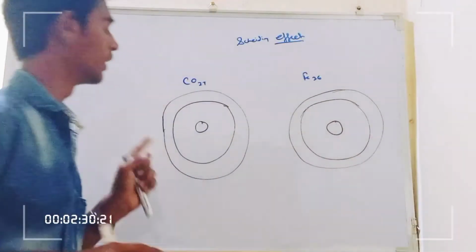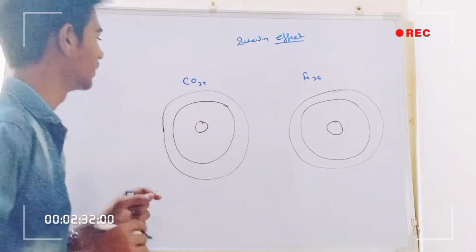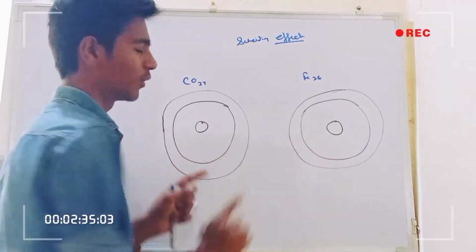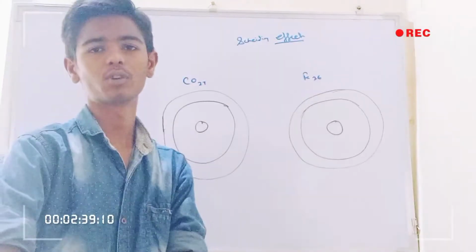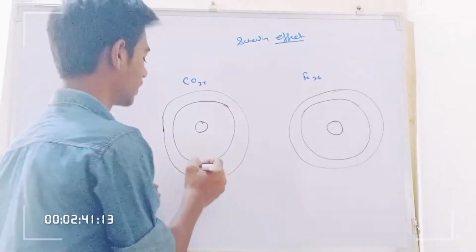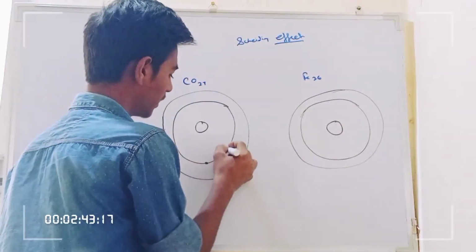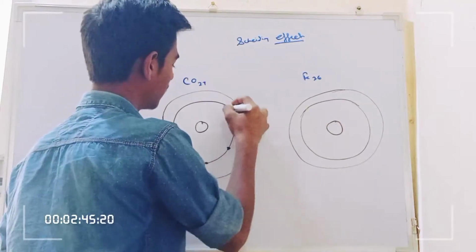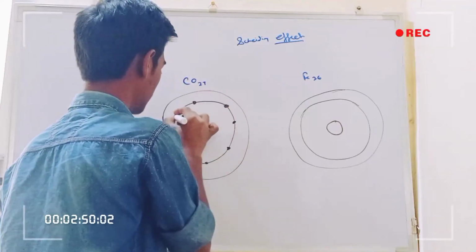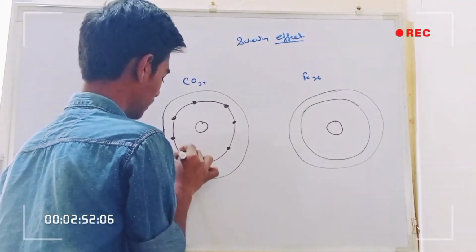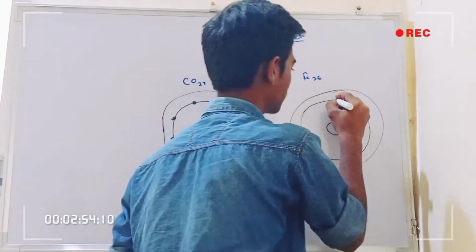Now let us look, friends. As 8 electrons are present in the shell before the valence shell, we know its octet must be complete. So we will draw here 8 electrons: 1, 2, 3, 4, 5, 6, 7, 8. In ferrous also 8 electrons are present.